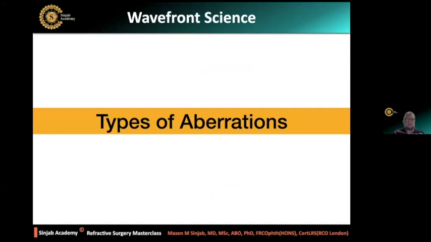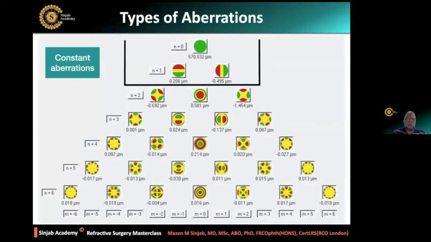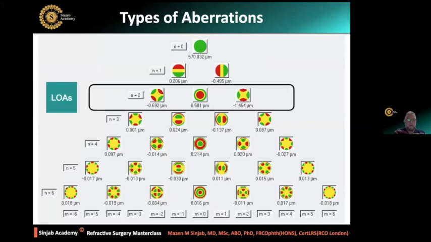Types of aberrations. If we look at the Zernike polynomials, or the Zernike pyramid, we will find that the first two rows, N0 and N1, are called constant aberrations. Then there are lower order aberrations in the second row, N2, which are associated with refractive error: astigmatism, myopia, or hypermetropia.